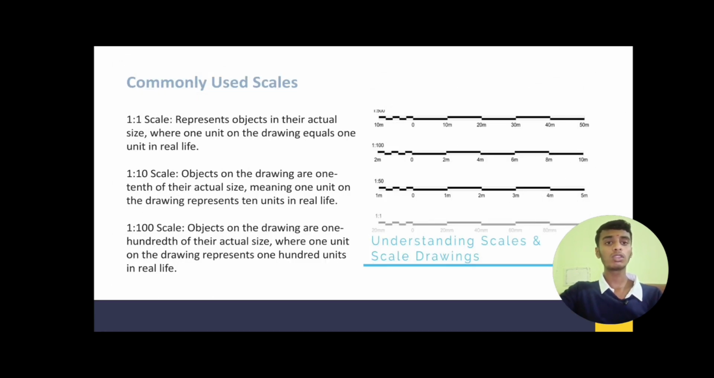And commonly used scales. First is the 1 is to 1 scale, 1 is to 10 scale, and 1 is to 100 scale. First, what is the 1 is to 1 scale? It represents objects in their accurate size, where 1 unit of the drawing is equal to 1 unit in real life. Next is the 1 is to 10 scale. Objects on the drawing are 1/10 of their actual size, meaning one unit on the drawing represents 10 units in real life. And next is the 1 is to 100 scale. Objects on the drawing are 1/100th of their actual size.